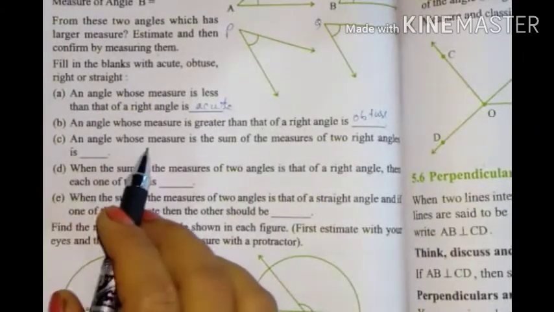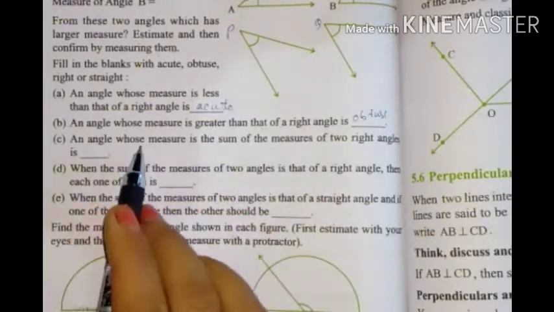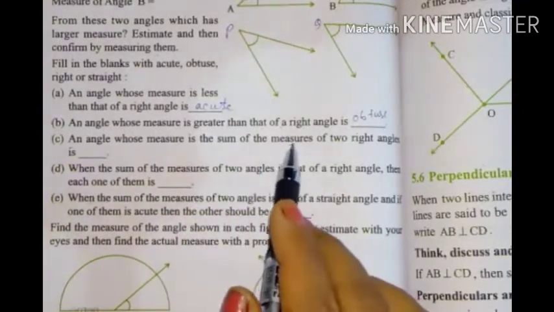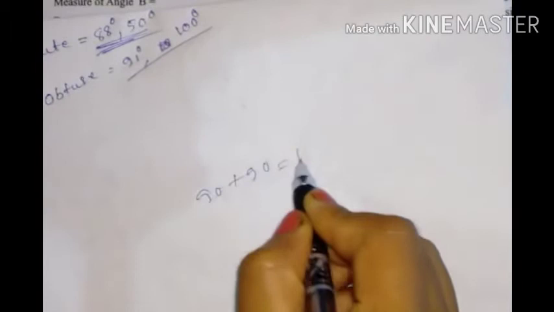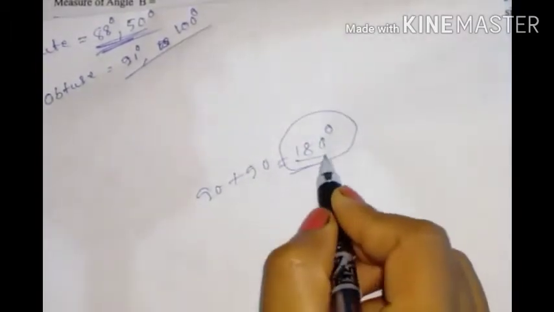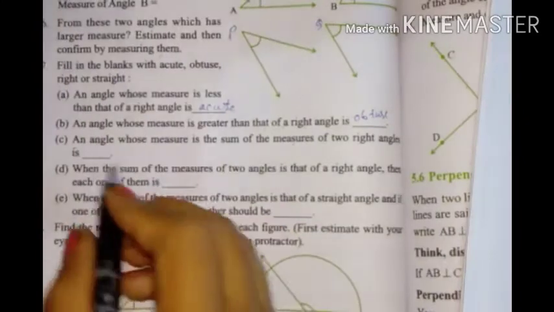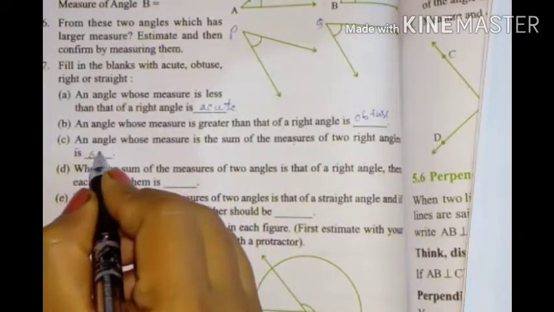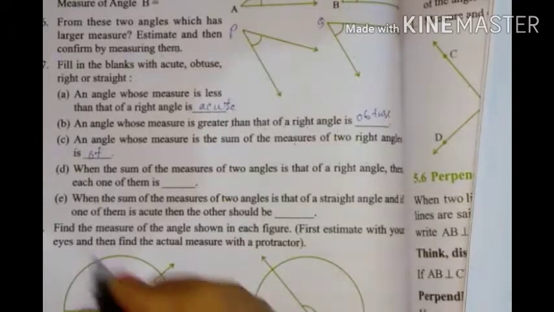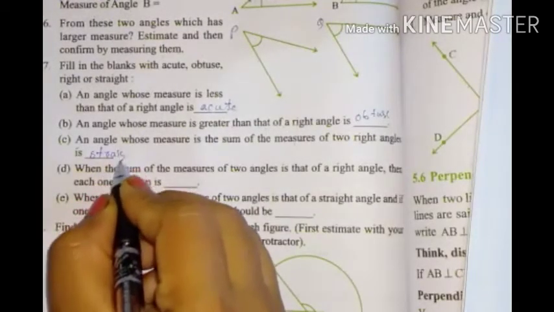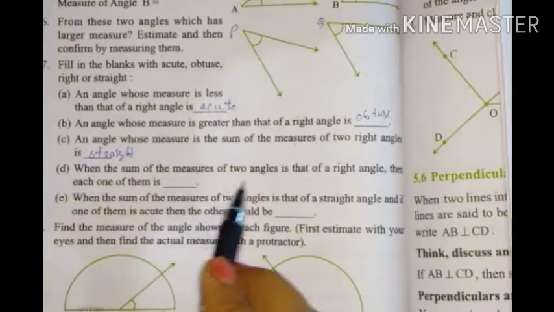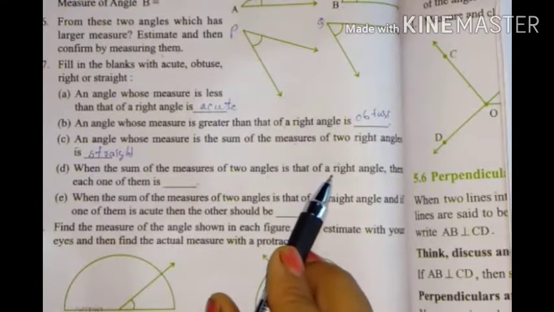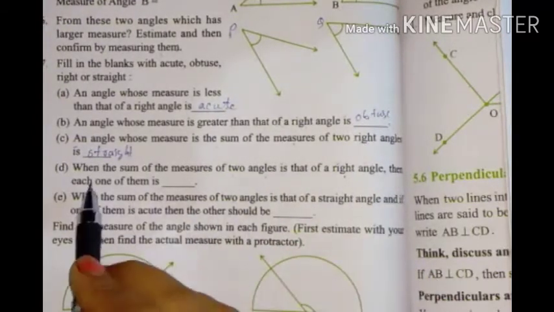Now an angle whose measure is the sum of the measures of two right angles. What are two right angles? 90 plus 90 is equal to how much? 180 degrees. Now 180 is called what? Straight angle, isn't it? So this will be straight angle. I am just writing STRAIGHT, straight angle.